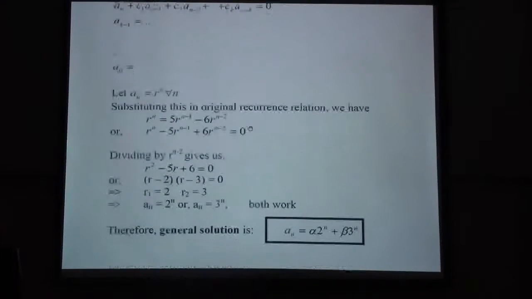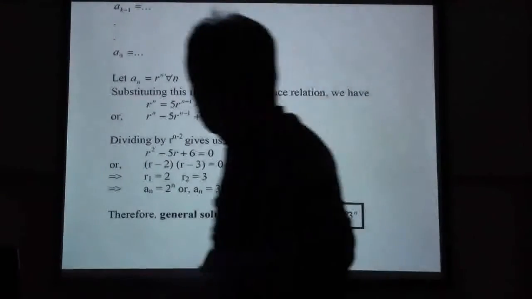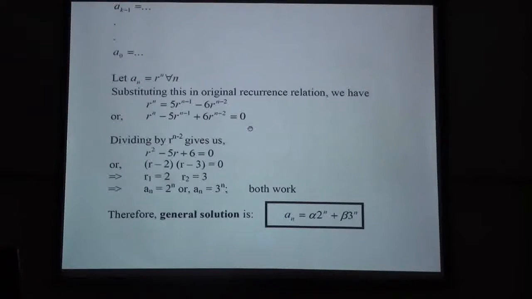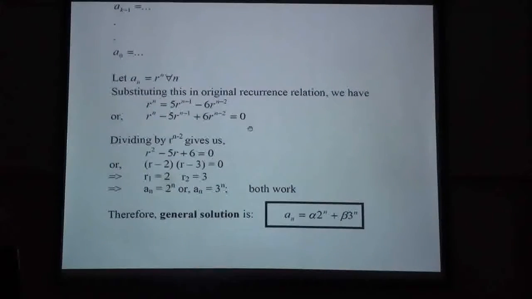Okay, so we're going to use a technique from differential equations, which basically says A sub n, which is the nth term of the sequence, we're going to represent as an exponential, r to the n. Why? Because we know something very interesting that we'll be talking about later on, and that is basically that the derivative of an exponential is an exponential, and the integral of an exponential is an exponential.